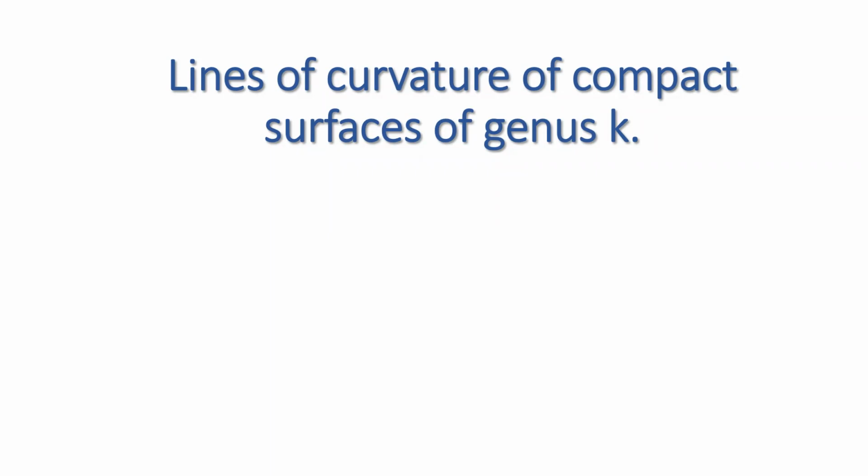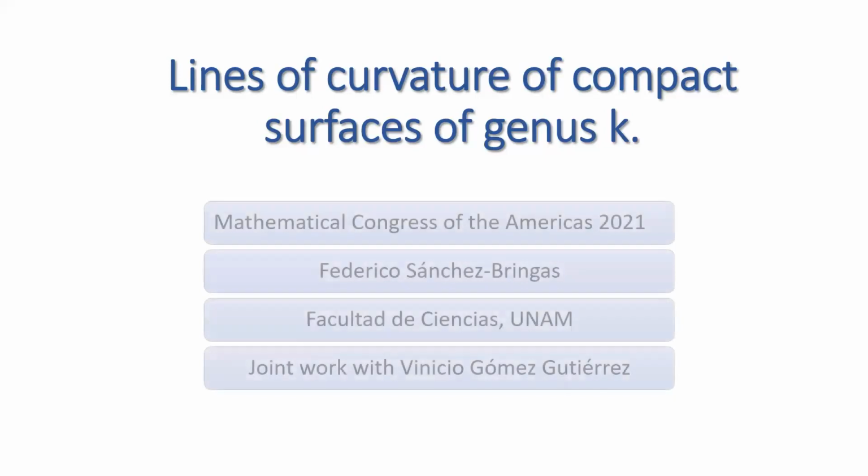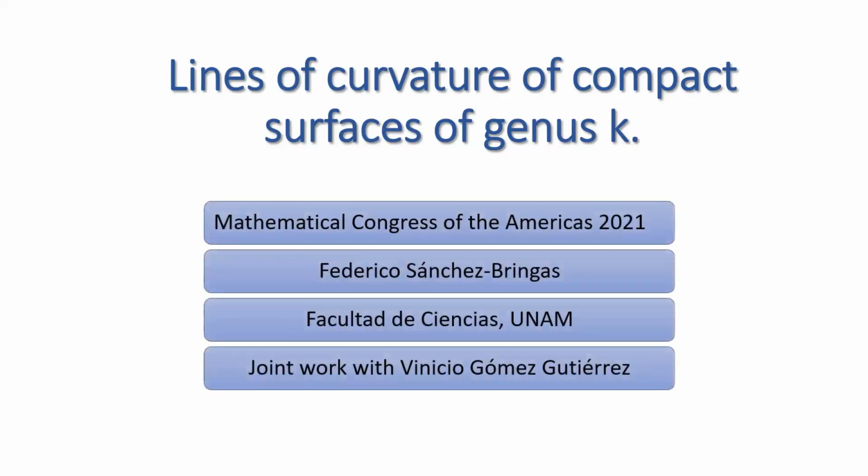Okay, so let's start by analyzing the problem of lines of curvature of compact surfaces of genus K. Since Farid has given a very nice and detailed description of curvature lines of surfaces in R3, I will just very quickly show images, the motivation of the work I'm presenting right now. This work is joint work with Vinicio Gómez Gutiérrez, a colleague at my university.